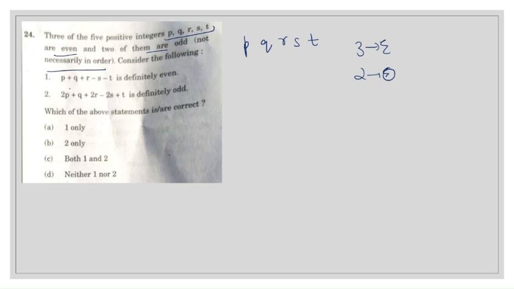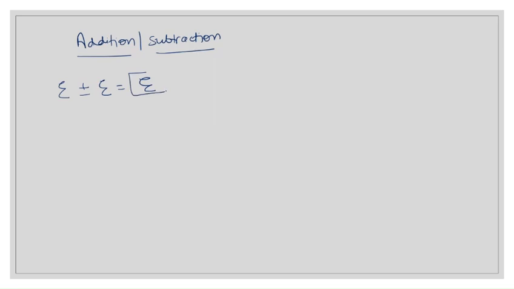Then for the first statement we have P plus Q plus R minus S minus T is definitely even. So for this we need to understand the concept that in case of addition or subtraction, if we add or subtract two even numbers, the result will be even. If we add or subtract two odd numbers, the result will also be even. But if we add or subtract an even and an odd number, then the result will be odd.